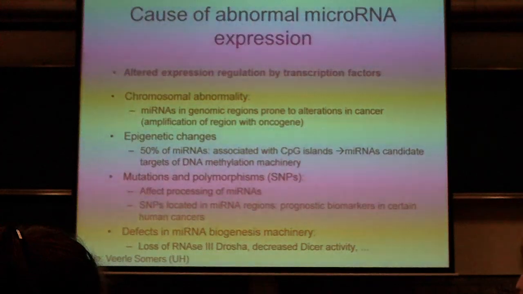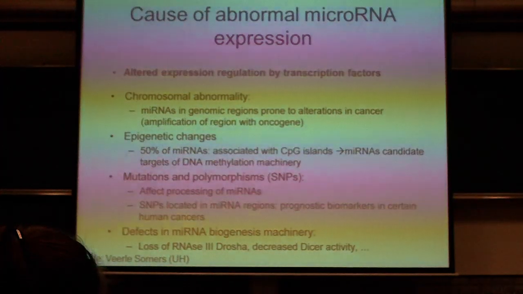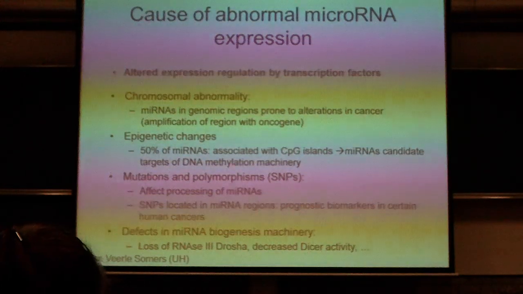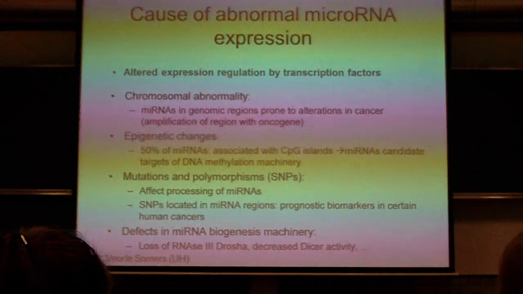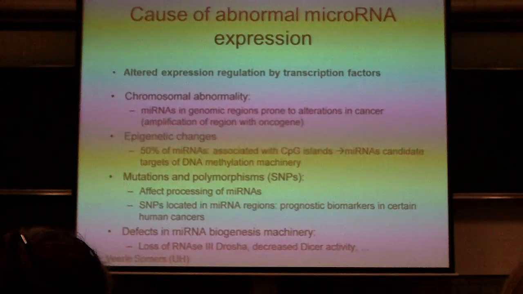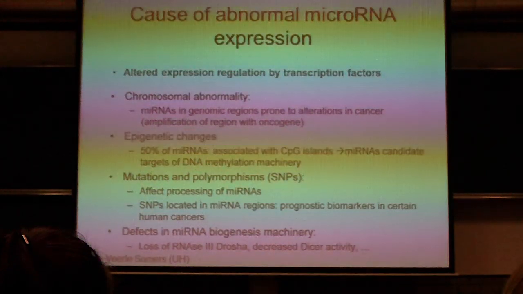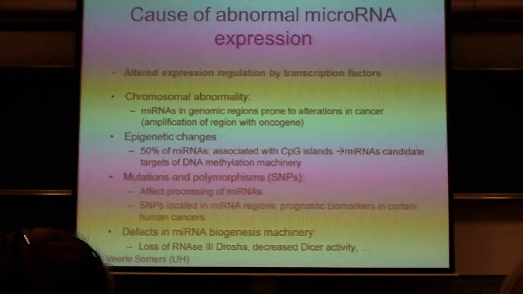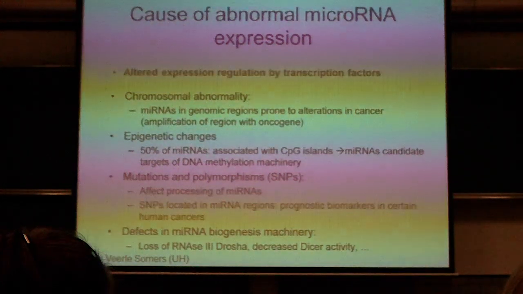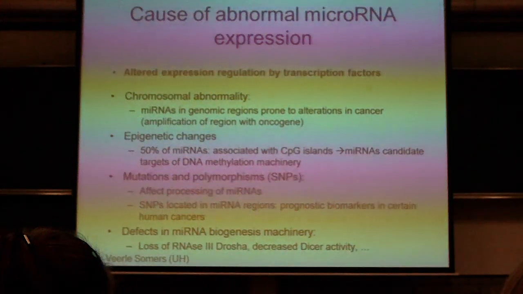But in cancer, there are also other possibilities, not so much in the heart, as far as we know now. In cancer, you can, of course, have chromosomal abnormalities: microRNAs in genomic regions prone to alterations in cancer, shifts or replications, amplification of regions within oncogenes. That's the word I was looking for in the beginning of the lecture. Oncogenes and tumor suppressor genes. Anyway, we see a lot of cancer.